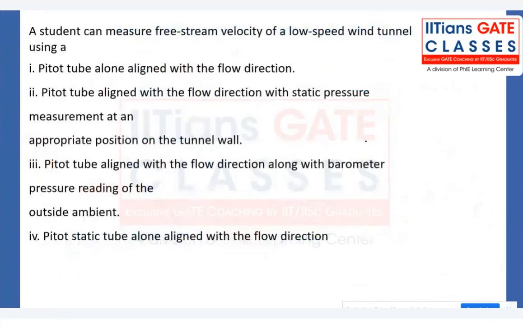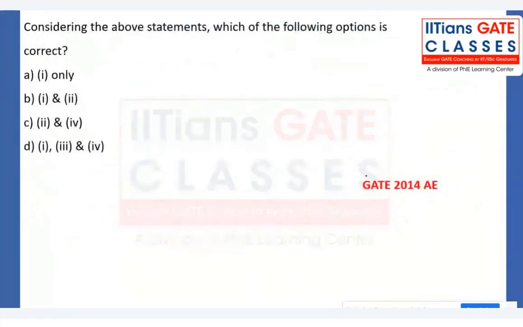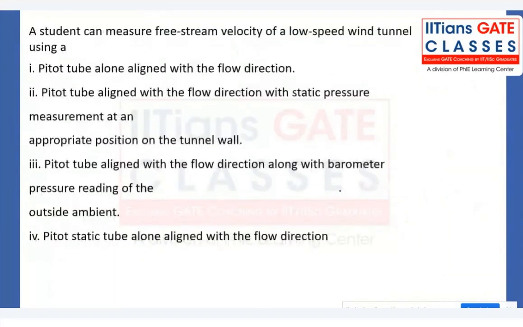Now, this is the particular problem which was asked in GATE 2014 AE. Now read that problem. A student wants to measure the free stream velocity, that is U infinity, of a low speed wind tunnel. Using which particular instrument can we measure it? Can we measure that by a pitot tube alone, aligned with the flow direction?